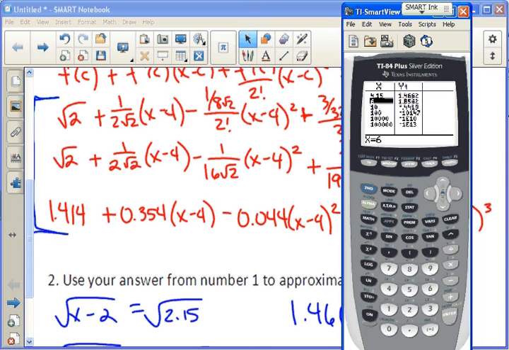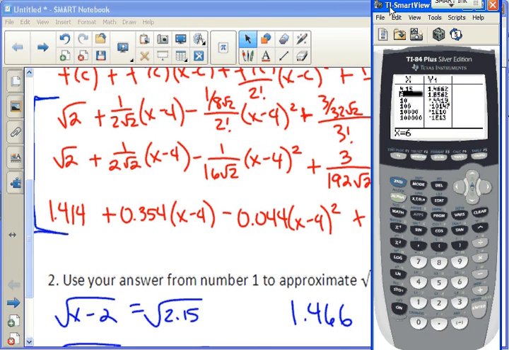Now to see how good our Taylor polynomial was, let's compare that. You don't have to do this part, this is just for illustration. Let's compare that to the actual value of square root of 2.15. And it's pretty darn close. So that means we have a good Taylor approximation using that polynomial.